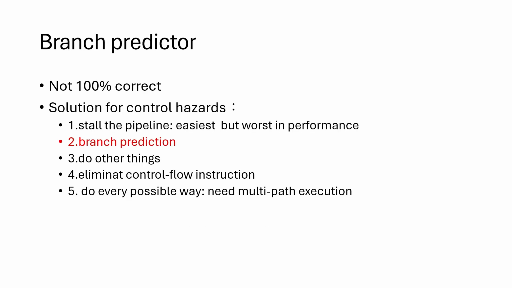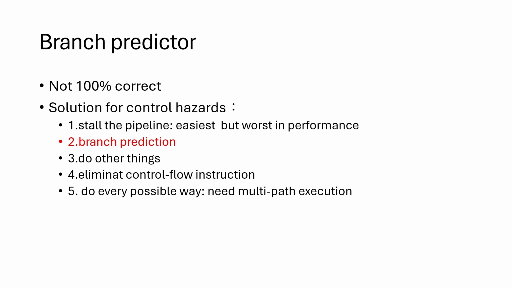And for branch predictors, there is no 100% correct branch predictor. So there is still a chance of encountering a control hazard, and there are several solutions for branch hazards. Number one is to stall the whole pipeline, which is the easiest but very bad for performance. The second is branch prediction. Third is to do other things. Fourth is to eliminate control flow instructions. The last one is to do every possible way.